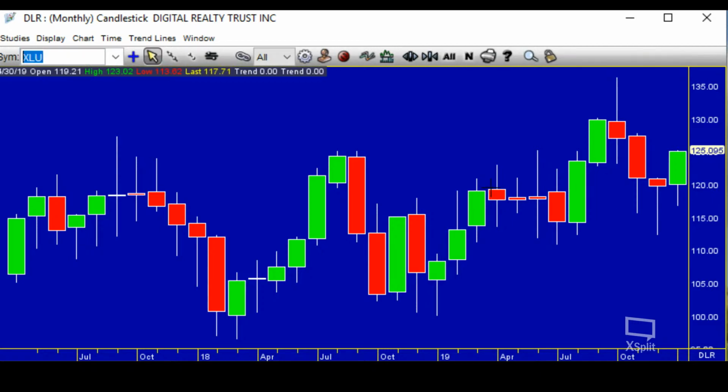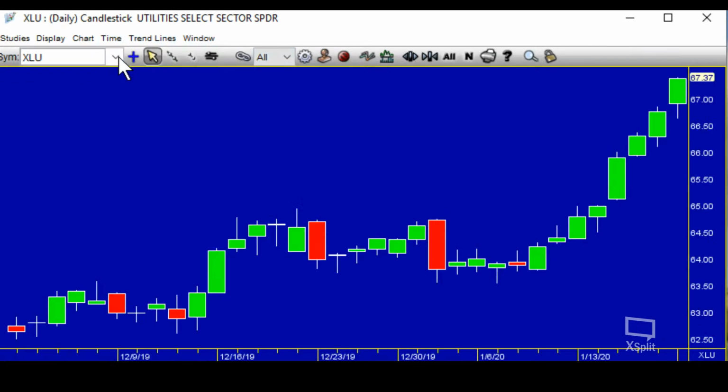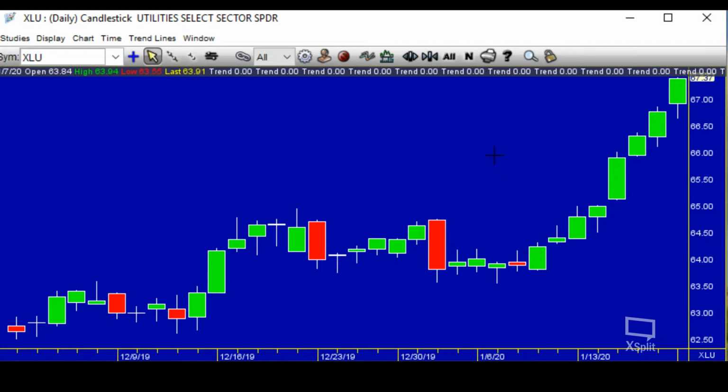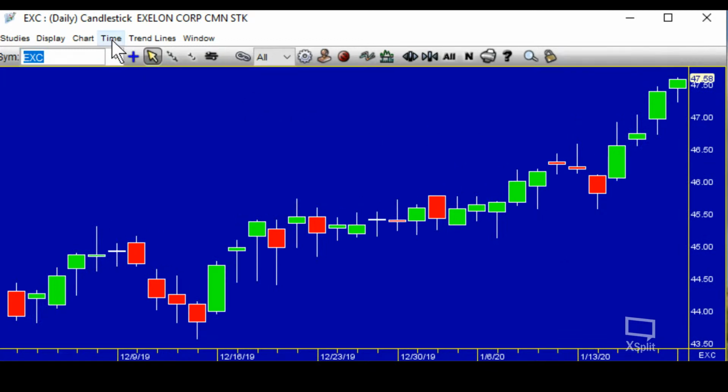Utilities. Good. Utilities here. And you can see this on the monthly. XLU goes inside, goes RevStrat, and then backs off, but then continues it here into the upside. And it's had quite the gangbusters move of late. If you go to the daily, you can see this. And we've known about stuff like AWK here still going. EXC to a lesser extent, right?